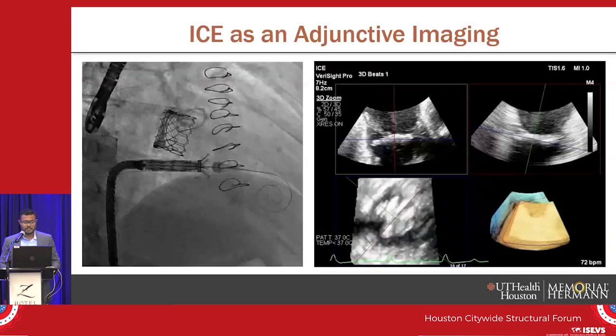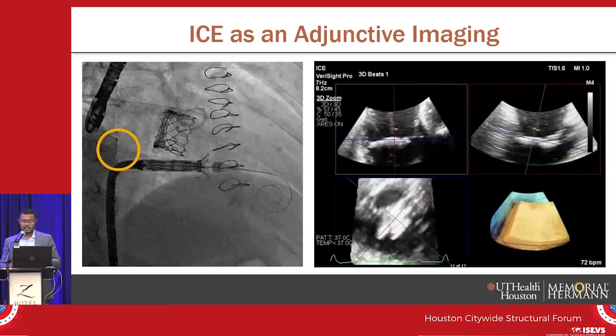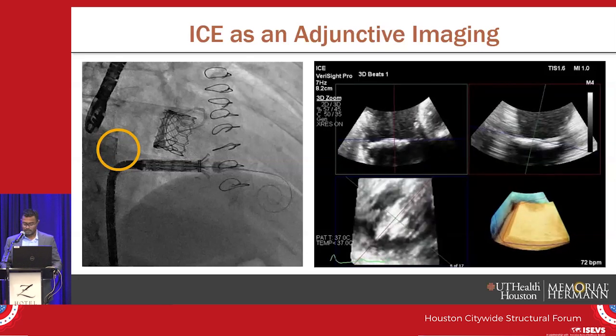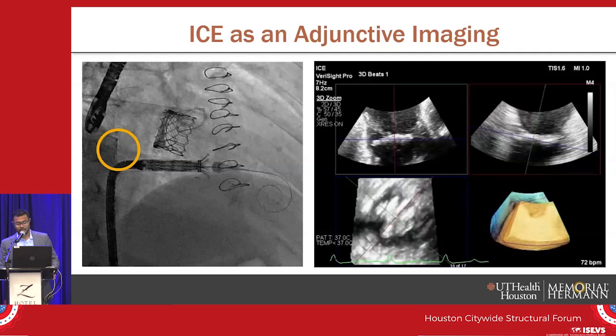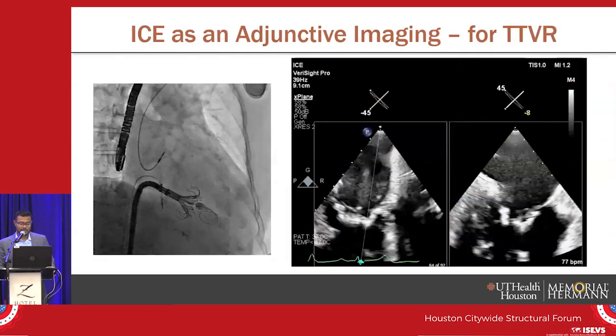Similarly, for the TTVR, ICE has been a big help. As you can see, in this patient who had a prior mitral surgical valve, then valve-in-valve, there's a lot of refraction from the TE because it was directly in the way, and we had to put the ICE there. And now you can see the tricuspid leaflets falling in onto the ventricular anchors of the Evoke valve there.